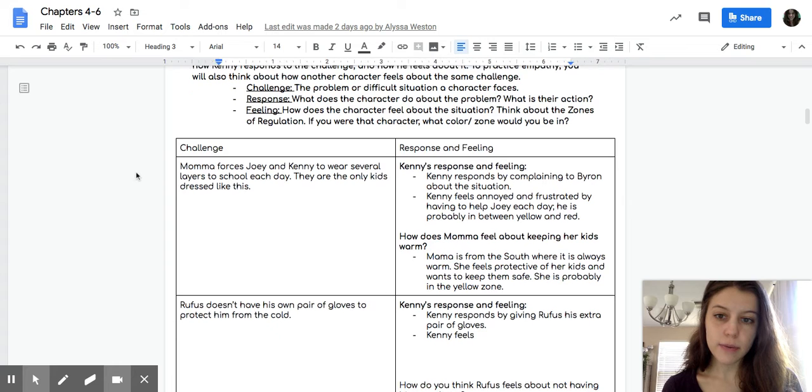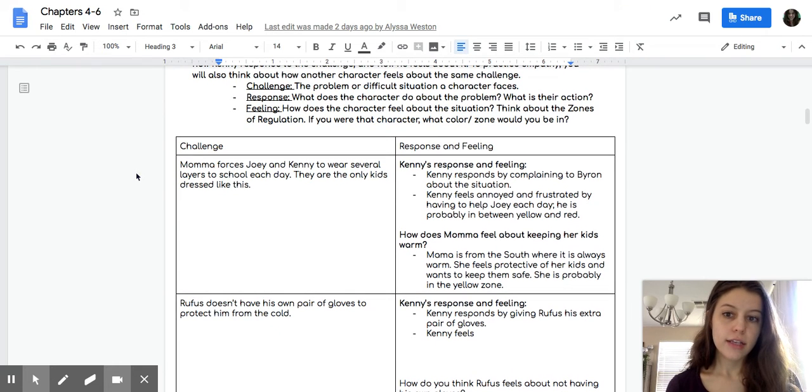Miss Weston put some definitions here for us. So if you're wondering what is a challenge, a response, or a feeling, there are some ideas and guiding questions for you. A challenge is the problem or the difficult situation that a character is facing. Their response means what the character's doing about that problem or about their challenge. So when you're writing down your response, you need to think about what action did they take? How did they respond to the challenge?